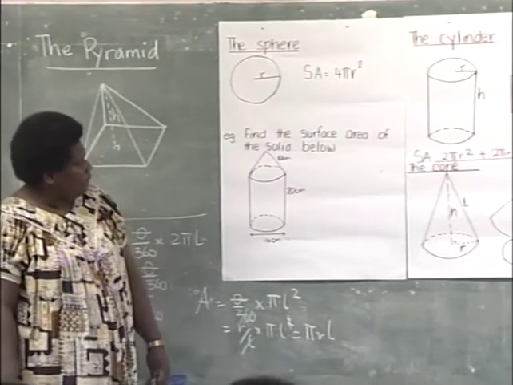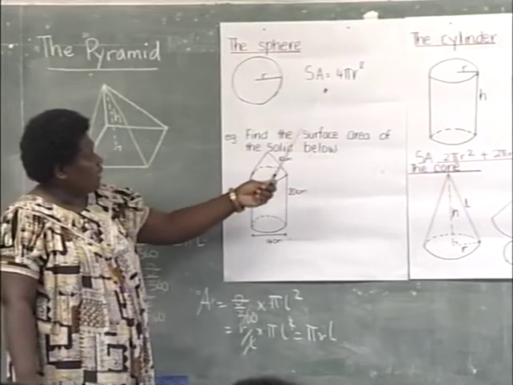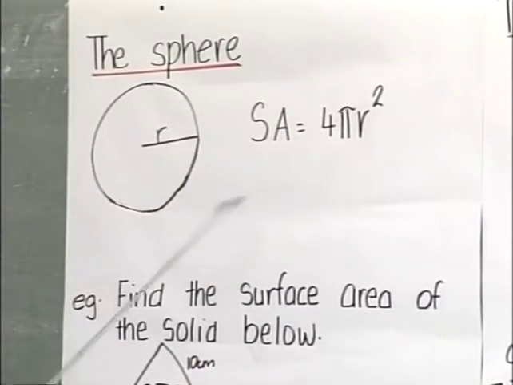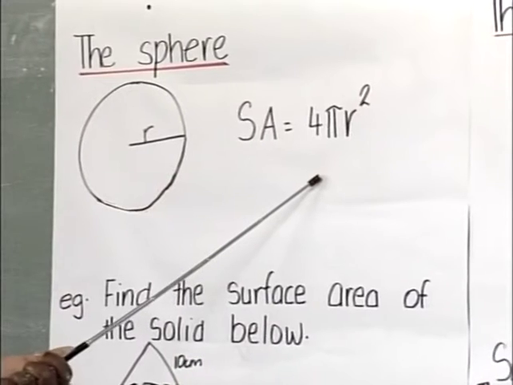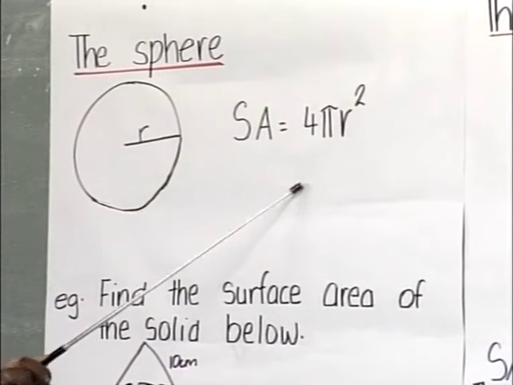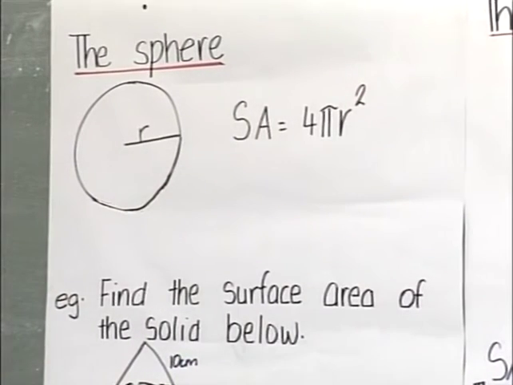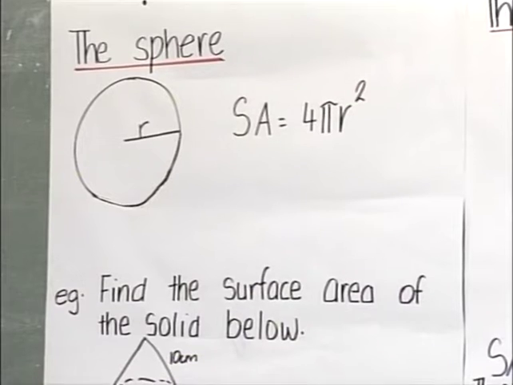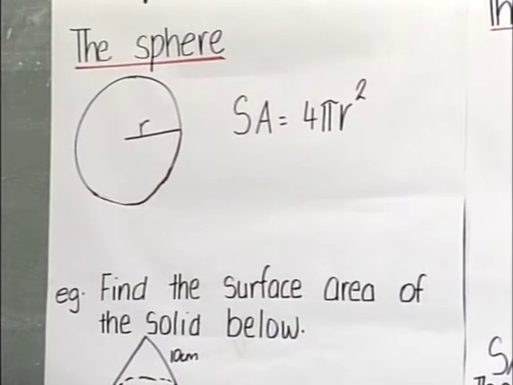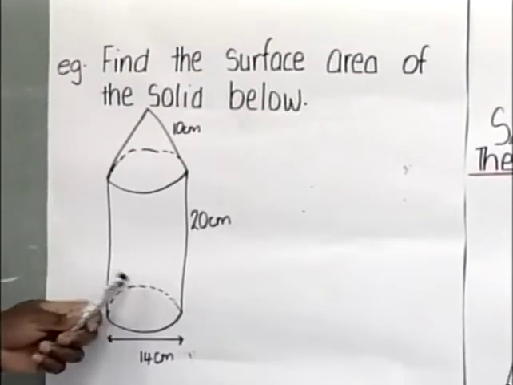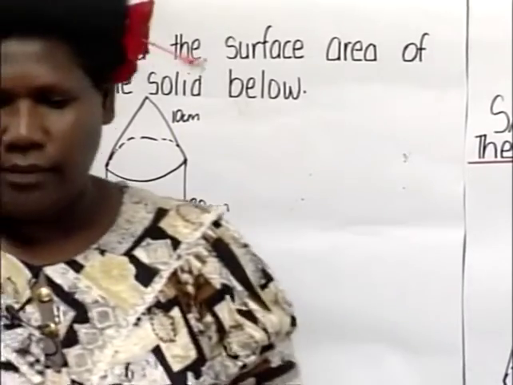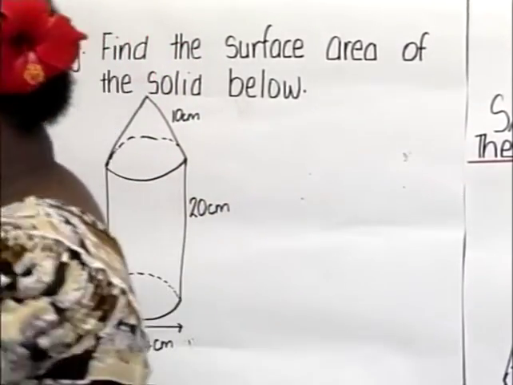For the sphere, the surface area is 4 pi r squared. When you do calculus in grade 12, I am going to tell you where this 4 pi r squared comes from, because if I explain it to you now, you will not understand it. So I'll show you next year in grade 12, if I'm here. Your job is to find the surface area of this solid. You do it as an example. Quick, I'm going to give you 5 minutes.